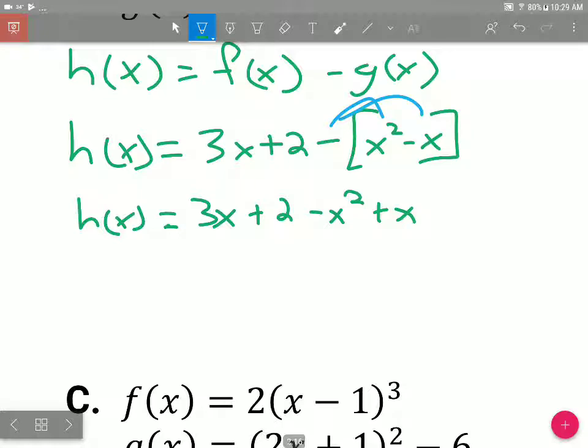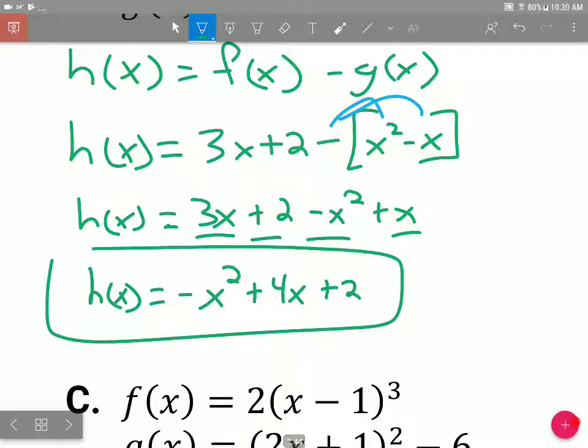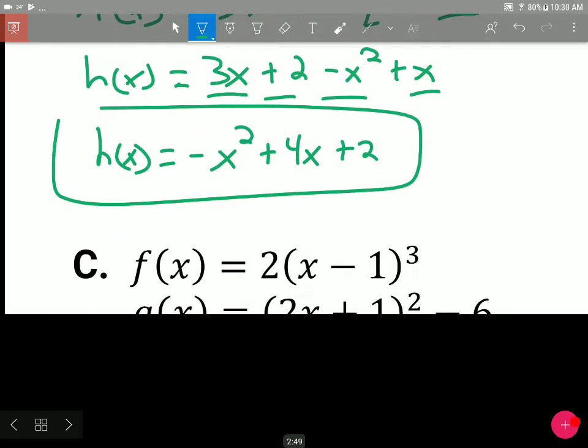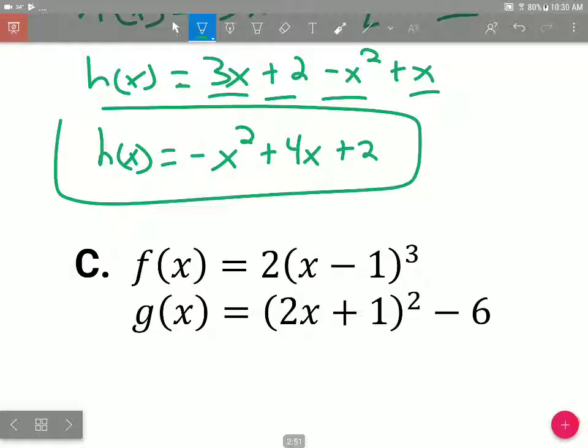Now you can combine them. So how many x squares do you have? 1. Well, it's got a negative in front of it, so it's a negative 1. All right. Combine your x's. How many do you have? 4. I got 3 over here, and I got 1 over there, so that's a total of 4 x's. How many units or how many constants do we have? 2. I have a constant of 2, so plus 2. And that's your new function. That's the result when you take the f function and subtract the g function. That's what you get.